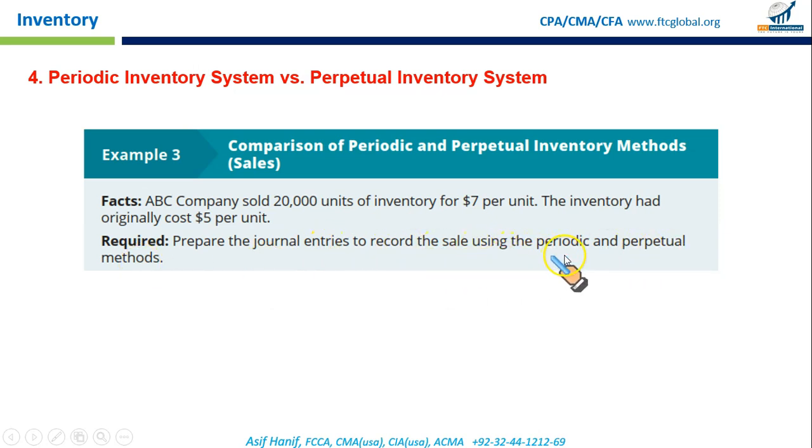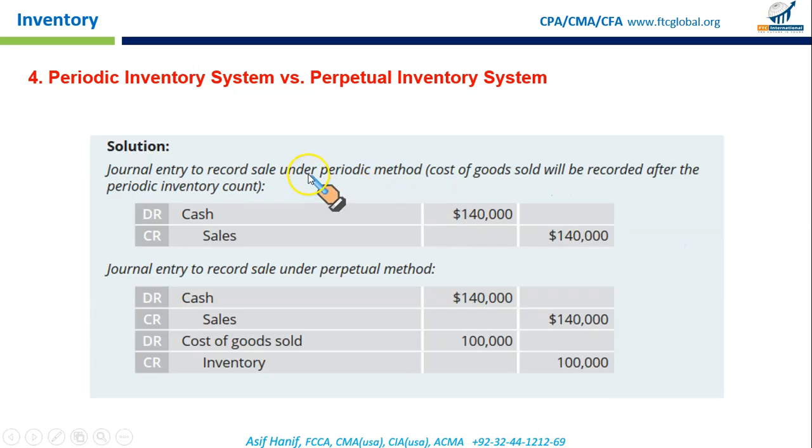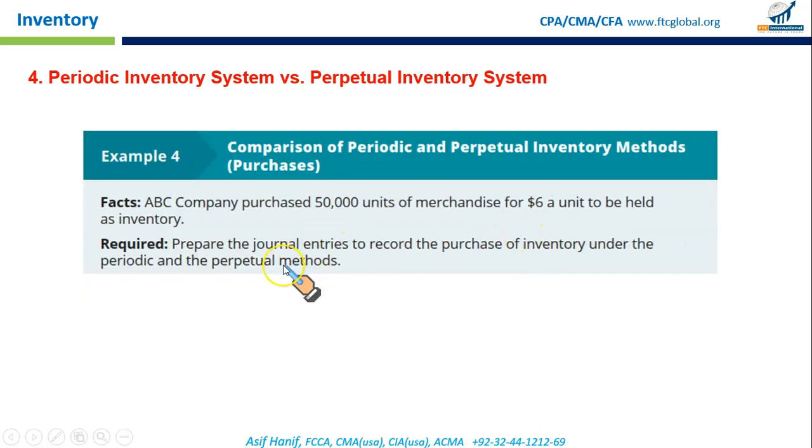So under the periodic method, you'll simply book the sales figure, 20,000 times 7, that is 140,000: debit cash, credit sales. So that's the periodic method, debit cash, credit sales, 140,000. But in the perpetual method, in addition to the sales figure, you need to remove the item from your inventory, because remember, in the perpetual system, your inventory records are updated after every transaction, right? So what you're going to do is make an additional entry.